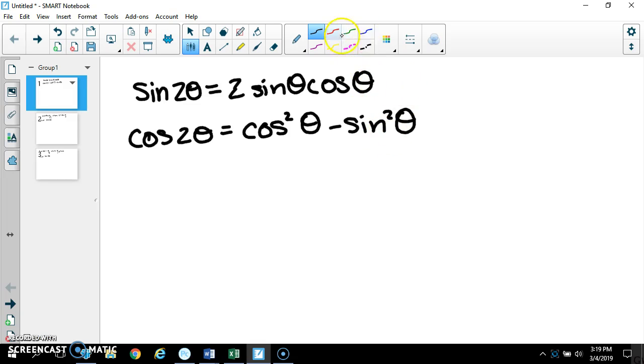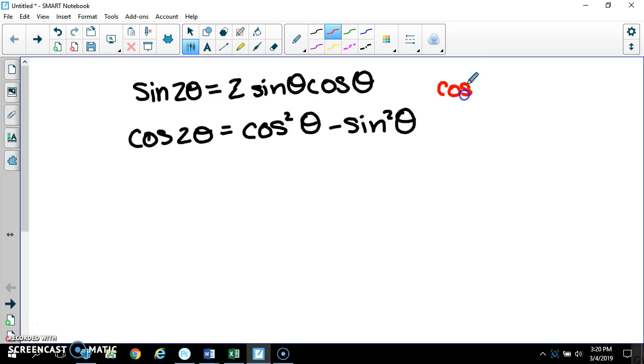So this is the only one for sine. I have two other ones that I can use for cosine though, and those are better for solving. If I'm just evaluating, so if I'm given, just solve for sine 2 theta equals this or whatever, then I'm going to want to use one of these equations.